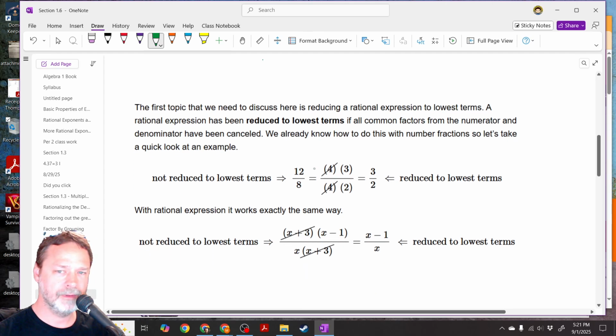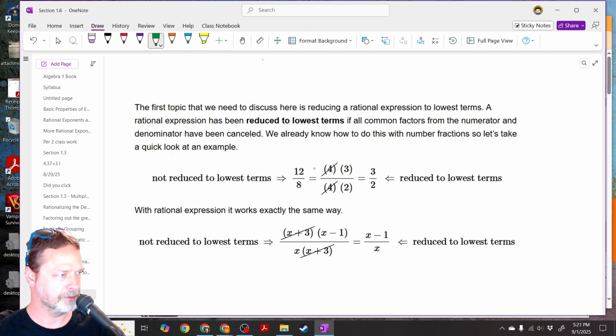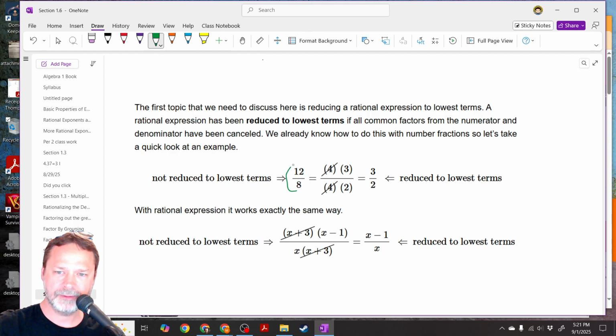Now, how do we reduce rational expressions? Well, the same way we've always reduced them. Because we've done rational expressions back when we just called them fractions, back when the numerator and denominator were only integers. Like this one, 12 over 8. How do you reduce it? Well, you divide top and bottom by the same thing.